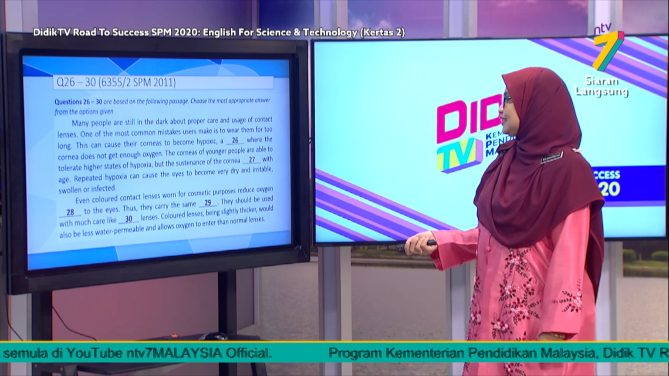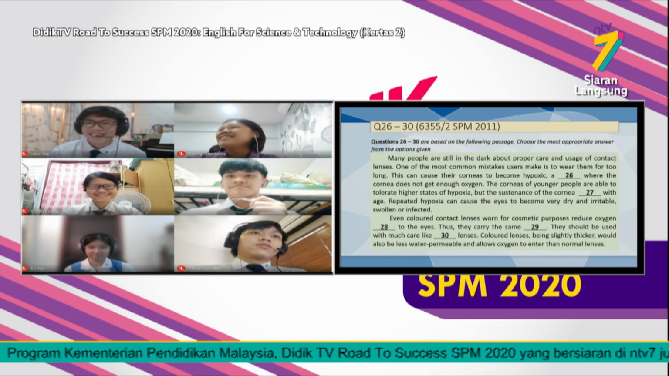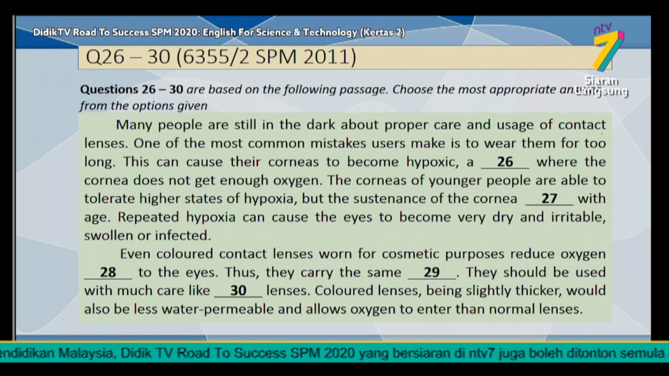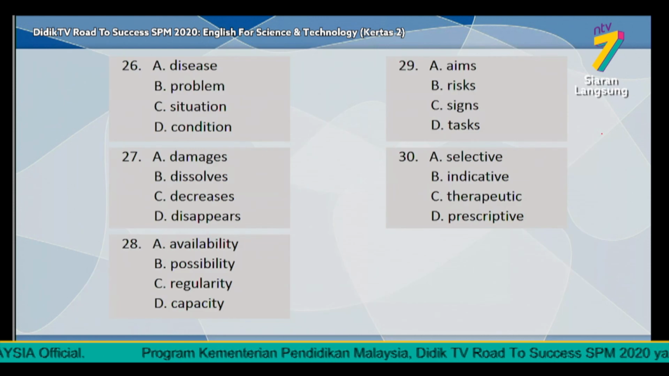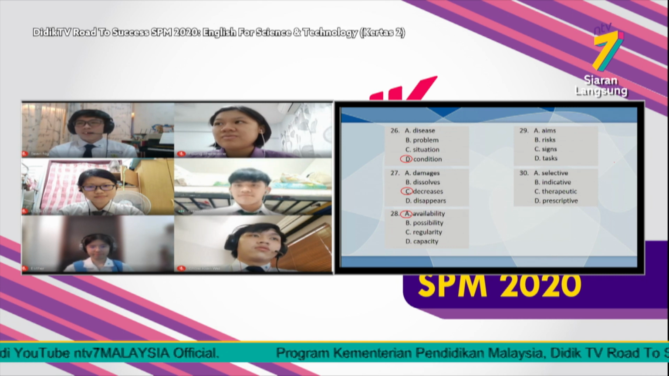The next sentence. Repeated hypoxia can cause the eyes to become very dry and irritable, swollen or infected. Even colored contact lenses worn for cosmetic purposes reduce oxygen to the eyes. The options given for number 28: availability, possibility, regularity or capacity. I think the answer is A. A, availability. Well done. Excellent.